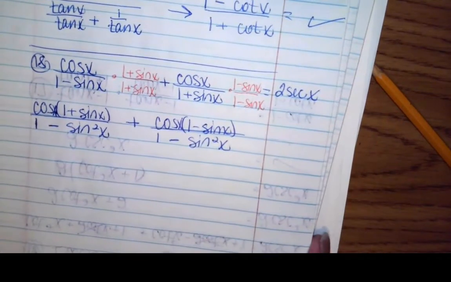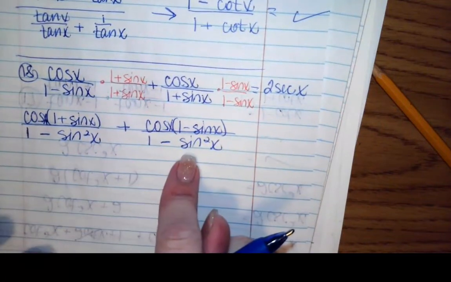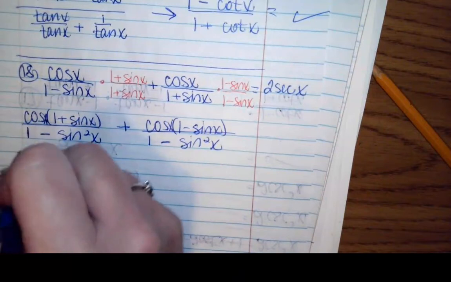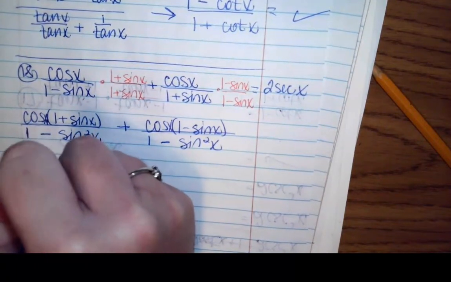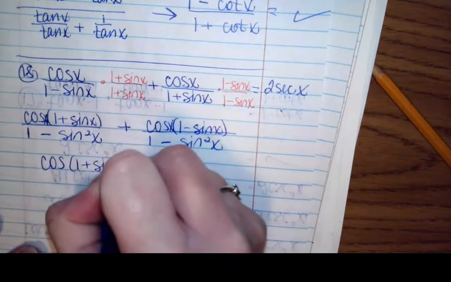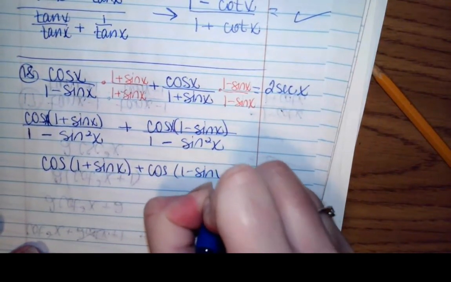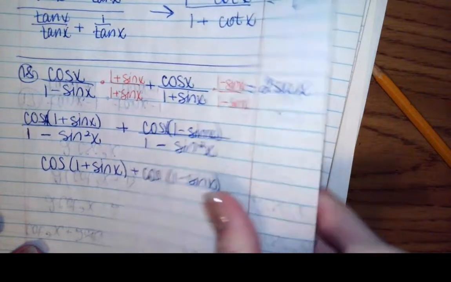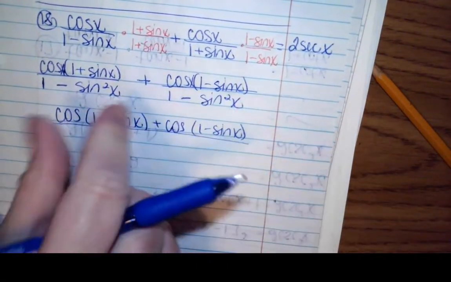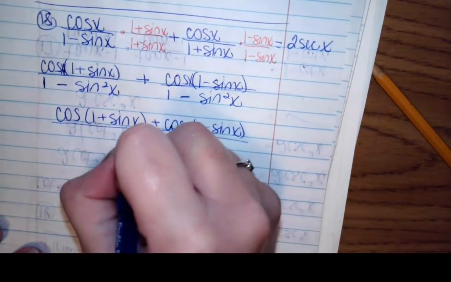So my numerators are a little bit messy still, but both are Pythagorean identities. These will both turn into cosine squared. So I've got cosine x times 1 plus sine x plus cosine x times 1 minus sine x. I just haven't decided if I want to multiply that out yet or not. And then all of that over a common denominator, using Pythagorean identities, of cosine squared.